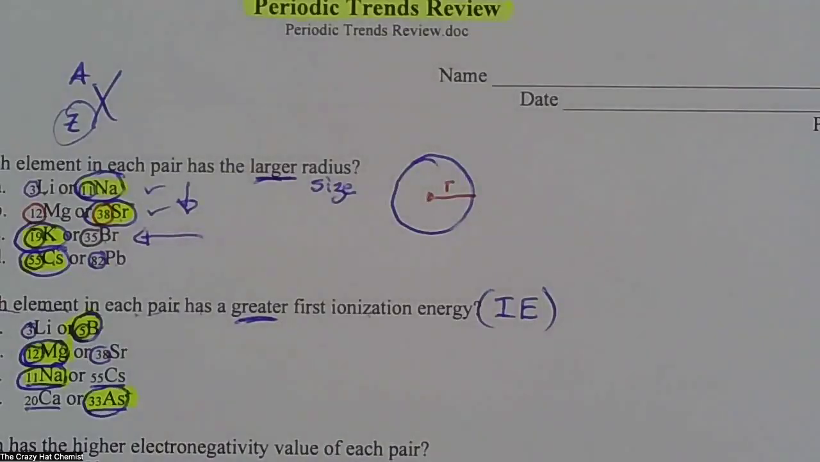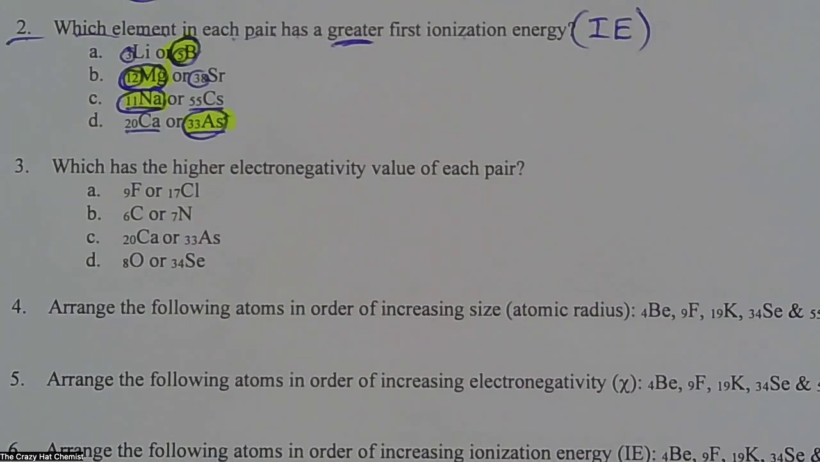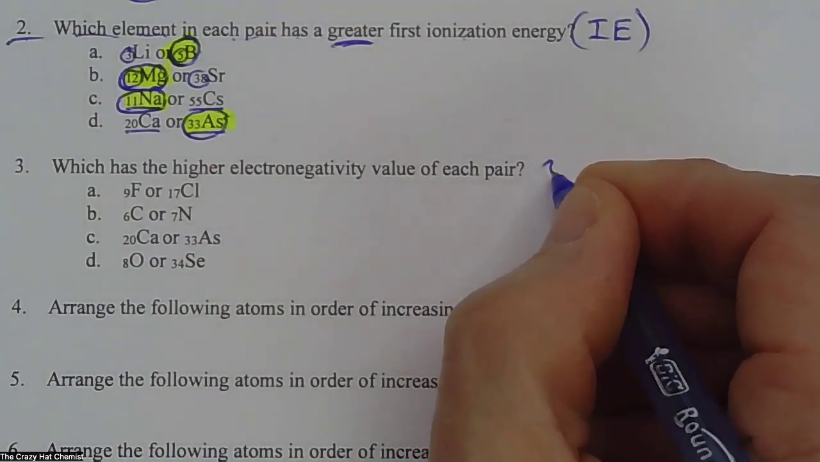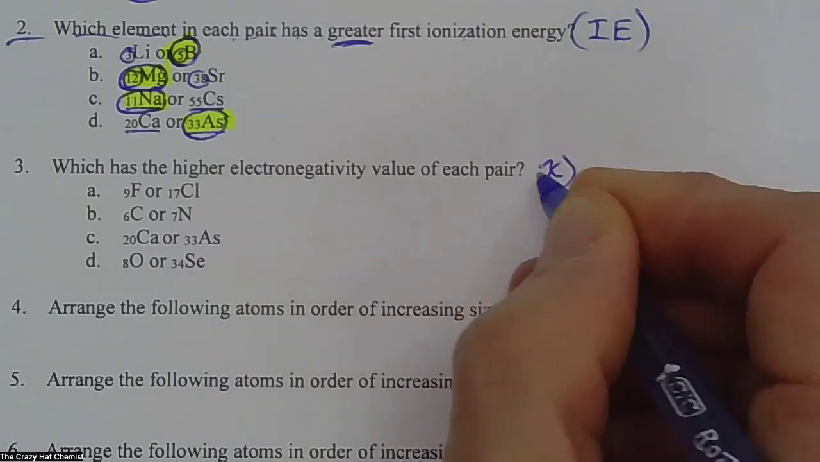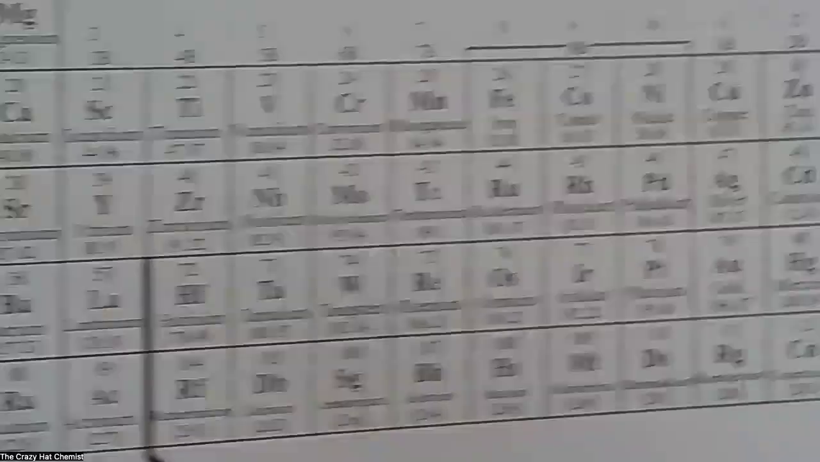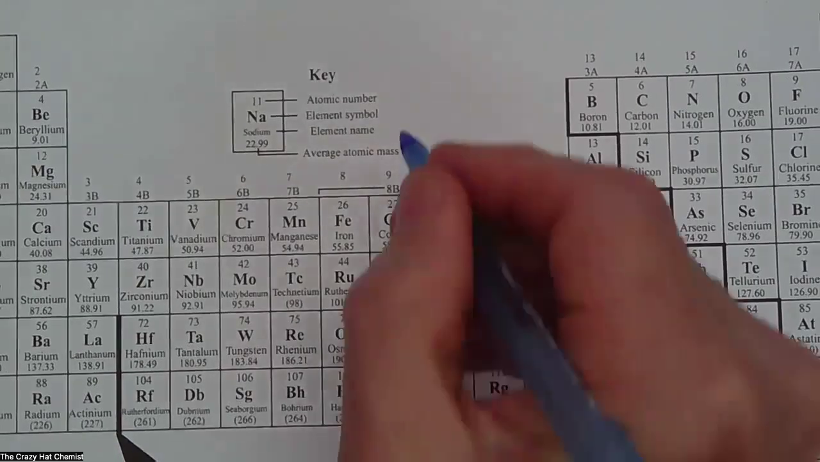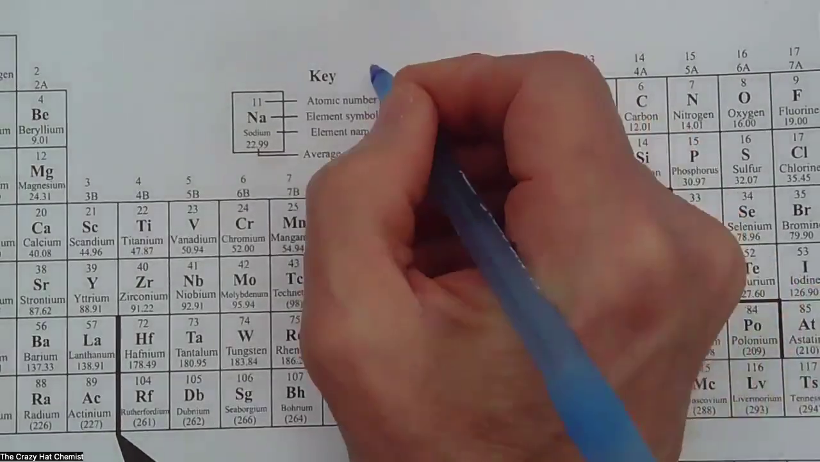So our next one here is which has the higher electronegativity value of the pair. The symbol for electronegativity is this scripted X, just like that. So what we're going to do is pull out our periodic table, and then write another periodic table, but this one will be in terms of electronegativity. Okay. All right, fantastic. So here we go. Here's our periodic table. This is electronegativity.